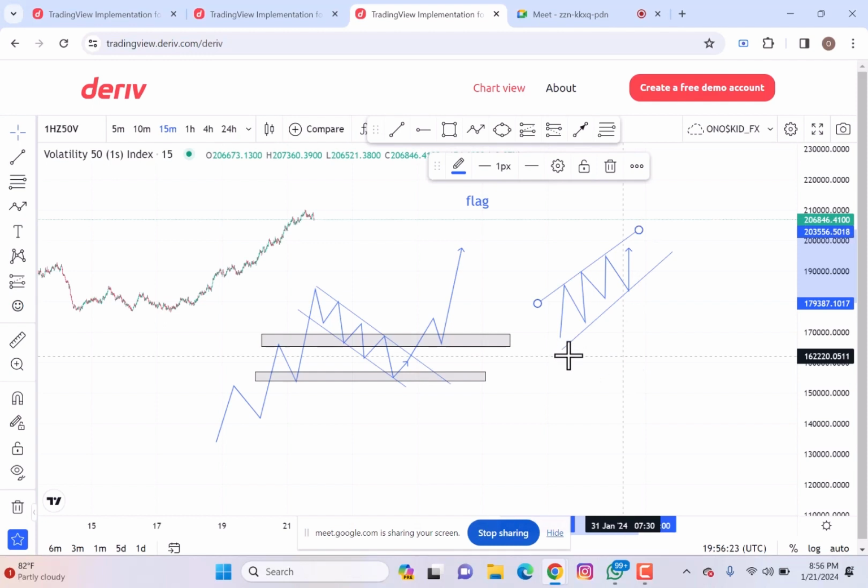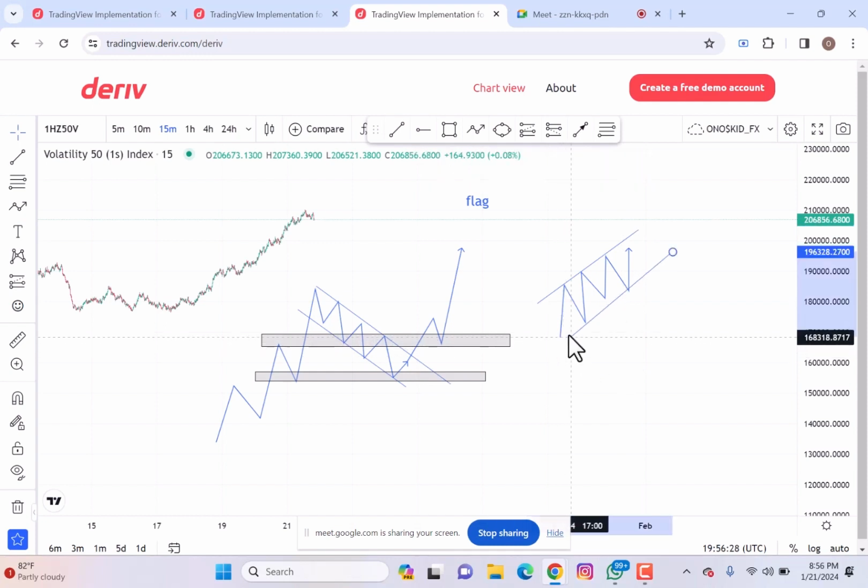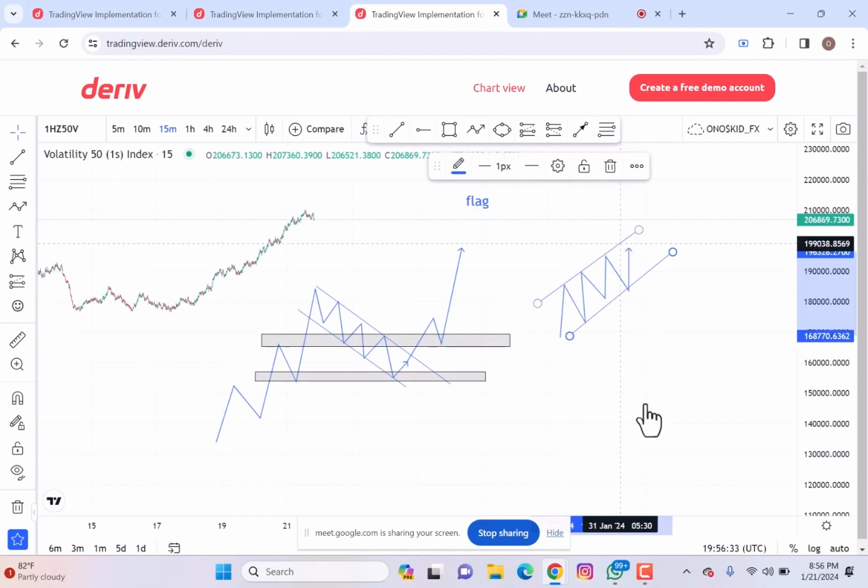So what you want to do is you wait for the market to make that third touch. Wait for the market to make the third touch on this particular resistance.